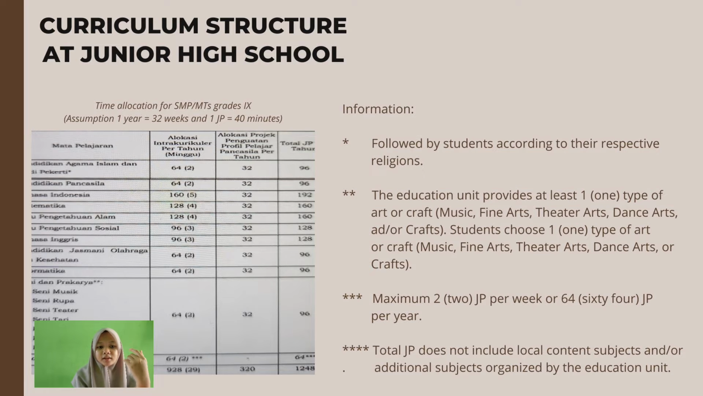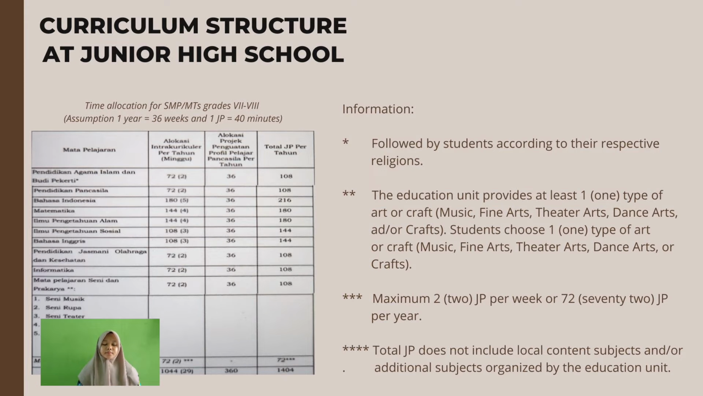And next, for 3 informations, maximum 2 time learning per week or 72 time learning per year. And last, total time learning does not include local content, subjects, and additional subjects organized by the education unit. Okay, next.